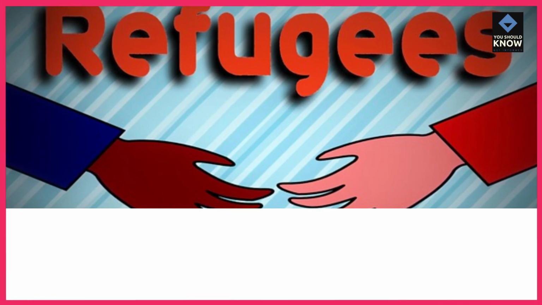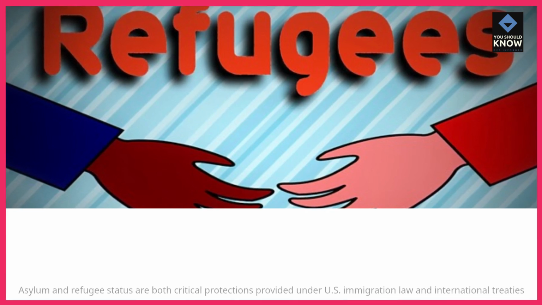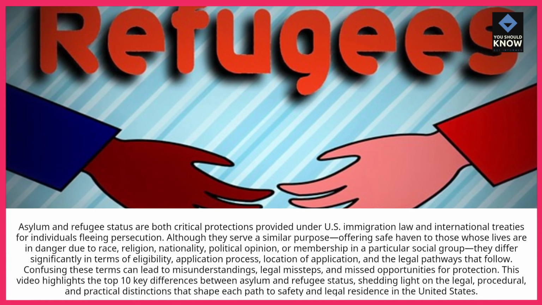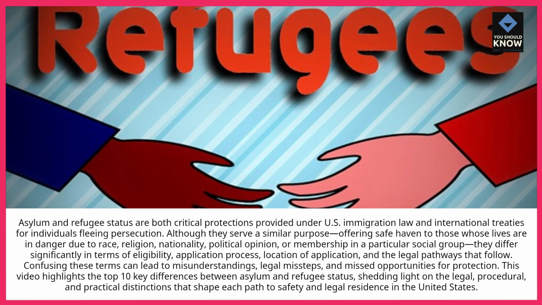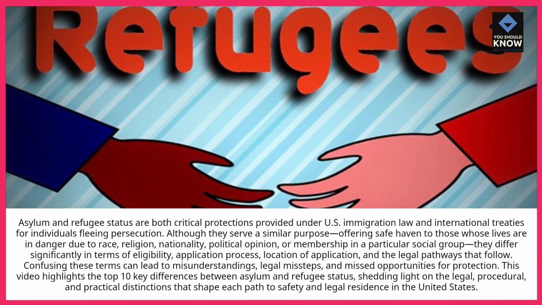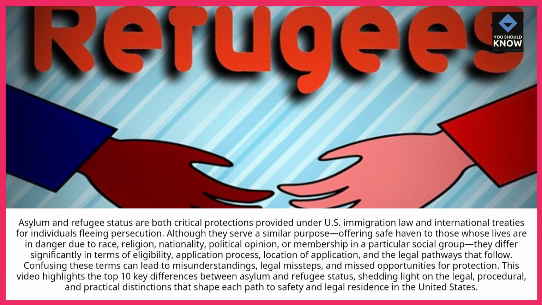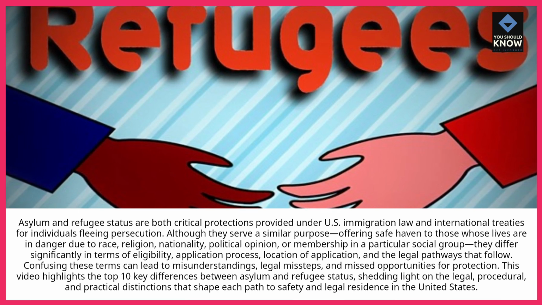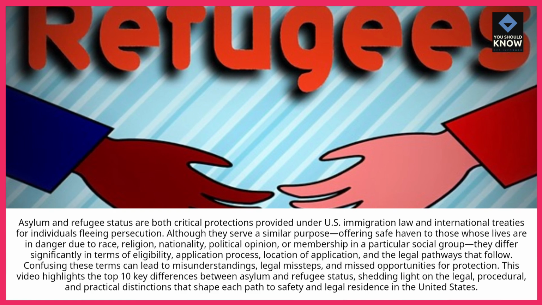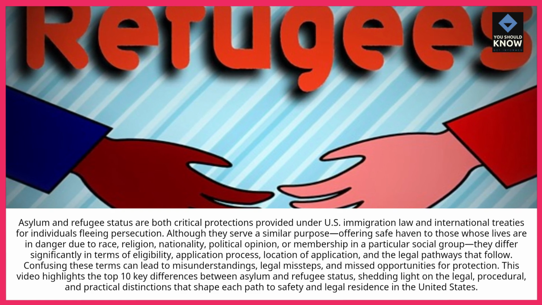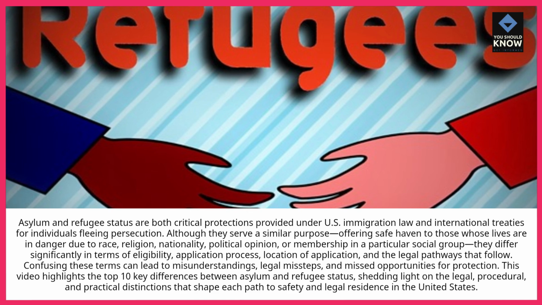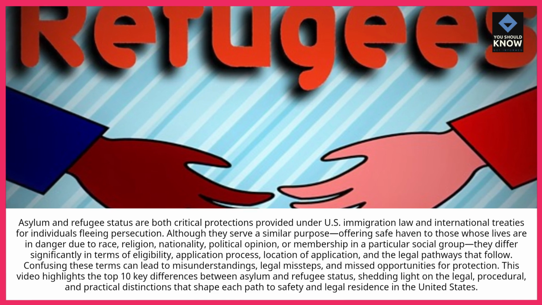Asylum and refugee status are both critical protections provided under U.S. immigration law and international treaties for individuals fleeing persecution. Although they serve a similar purpose, offering safe haven to those whose lives are in danger due to race, religion, nationality, political opinion, or membership in a particular social group, they differ significantly in terms of eligibility, application process, location of application, and the legal pathways that follow.